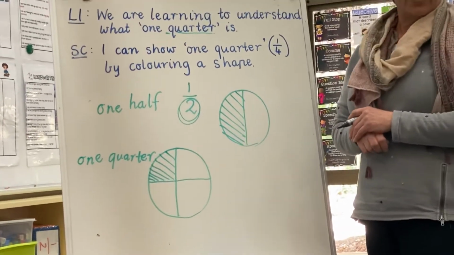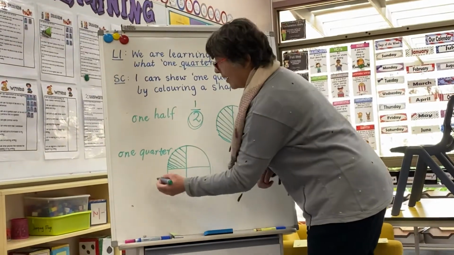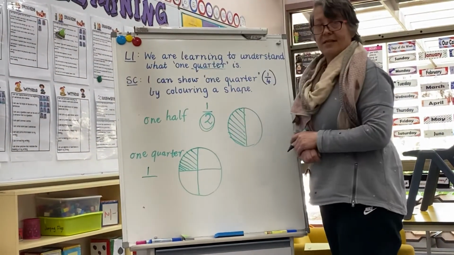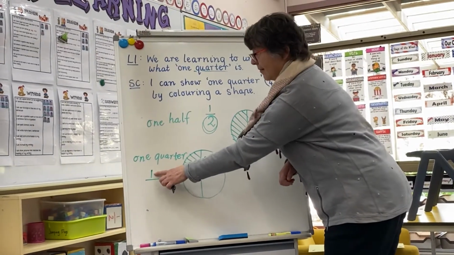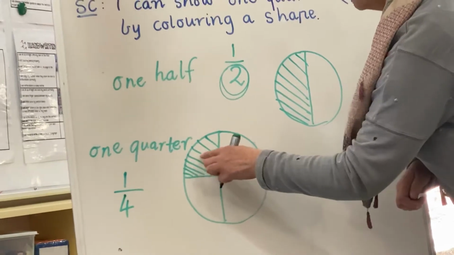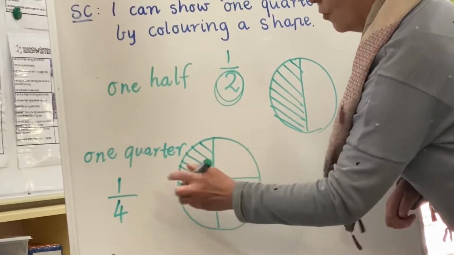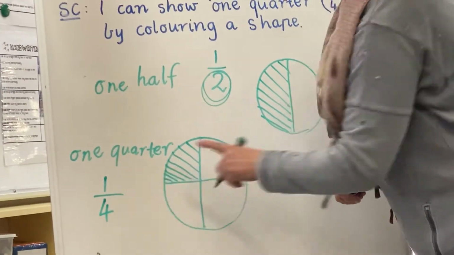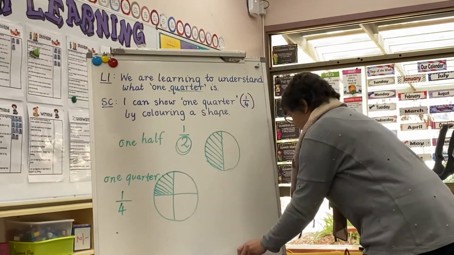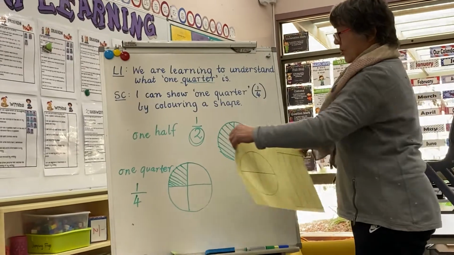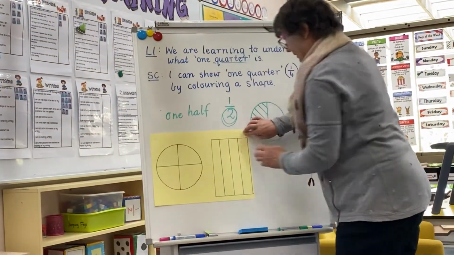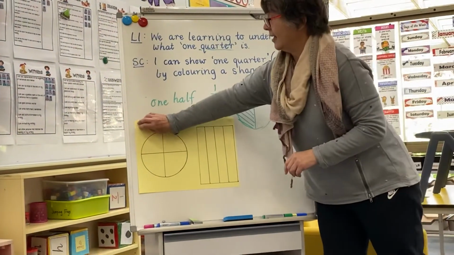Okay, and to write that as a number, we've shaded in 1 part. So the numerator, the top number is 1. The bottom number, the denominator, is 4 because we've got 1, 2, 3, 4 parts. So 1 out of the 4 parts is coloured in. So we've got 1/4.